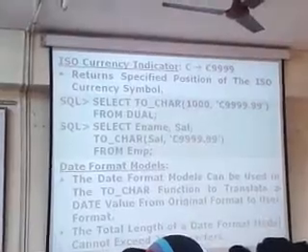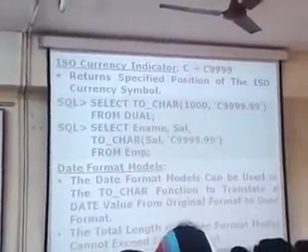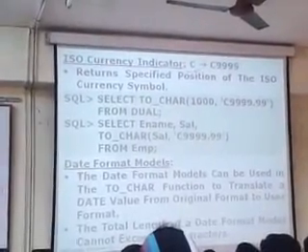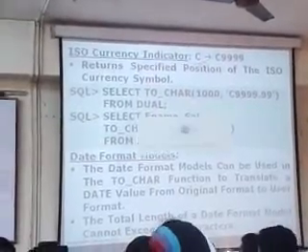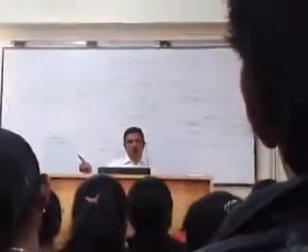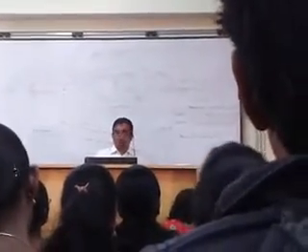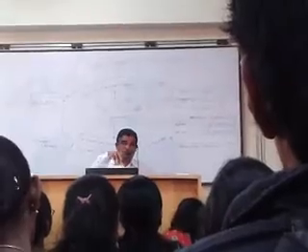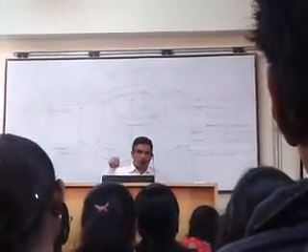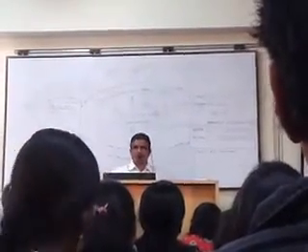Now, coming to the C. C is nothing but the ISO Standard Currency Indicator. Now, what is this ISO Standard Currency Indicator? See, when I am installing my server, I definitely select which country my particular system should belong to. So your operating system is on a certain country specification, and to the same country specification, the Oracle database also gets configured.